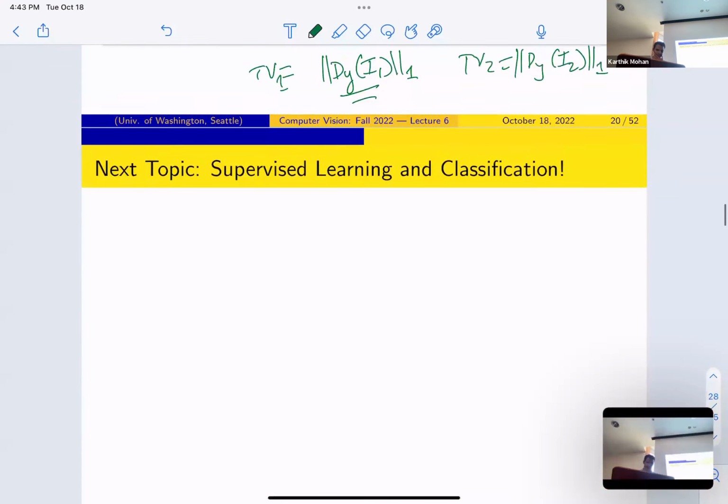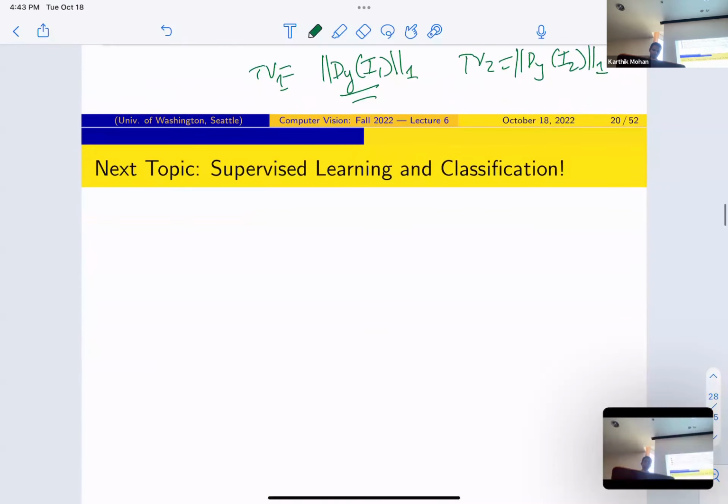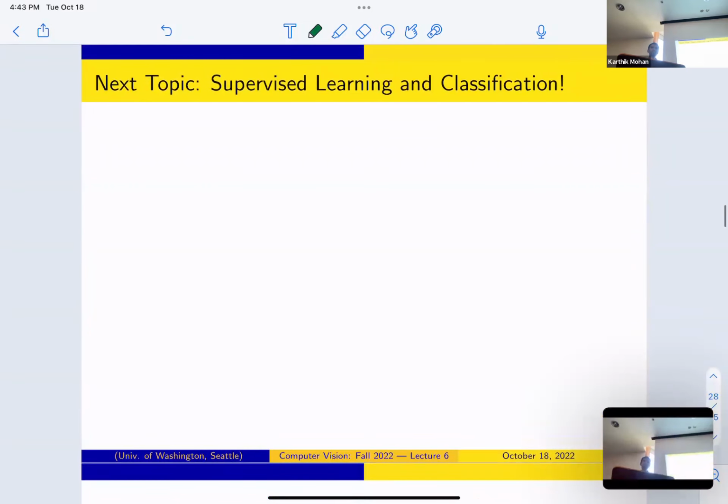Okay, so hopefully now we're clear on total variation and what it is conceptually. We worked on it in the assignment as well. So we'll move on to the next topic, which is supervised learning and classification. So far we've only looked at unsupervised methods, image processing, SVD, all of that. Now we're introducing labels. So now it's going to become supervised, and this is really helpful for classification.